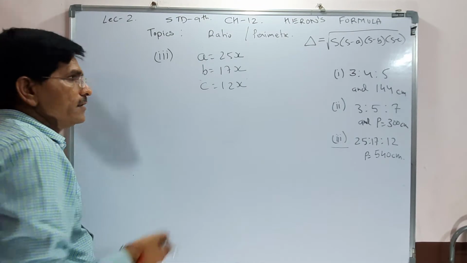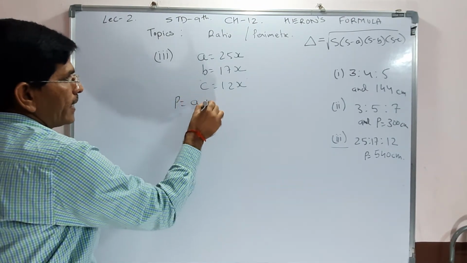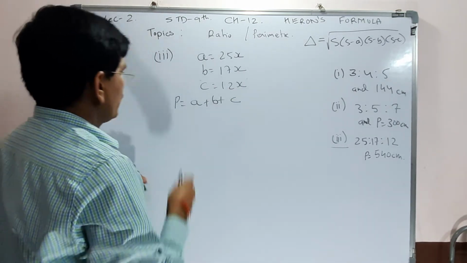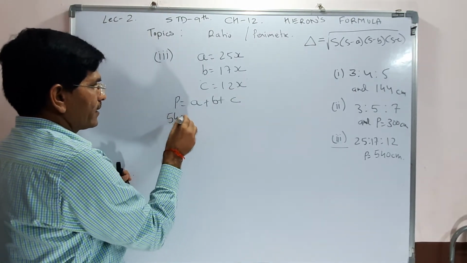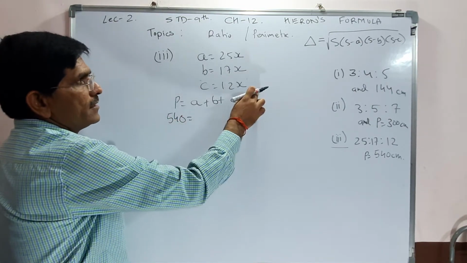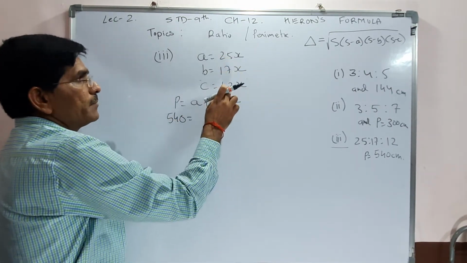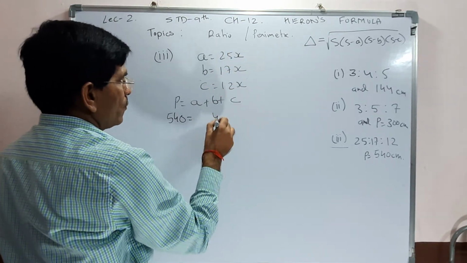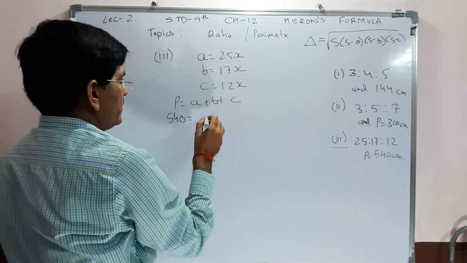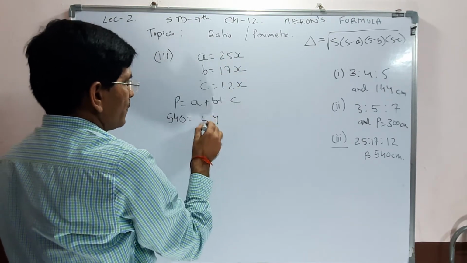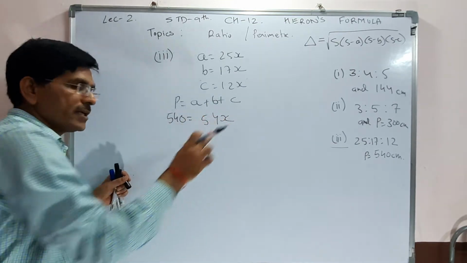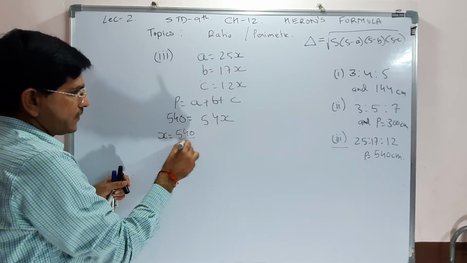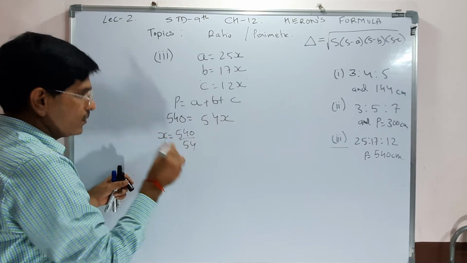Now if we total it, the perimeter P is equal to a plus b plus c. So the perimeter is 540. And a plus b plus c is 25 plus 17 plus 12, that is 54x. So 540 is equal to 54x. Therefore, x is equal to 540 divided by 54. That is, x is equal to 10.